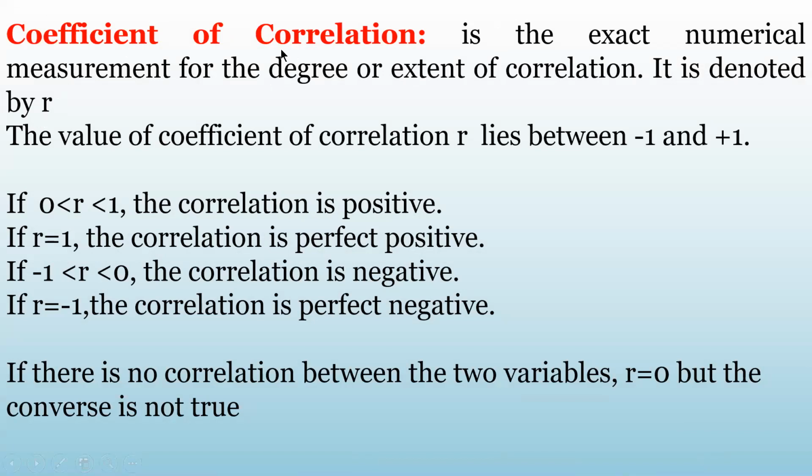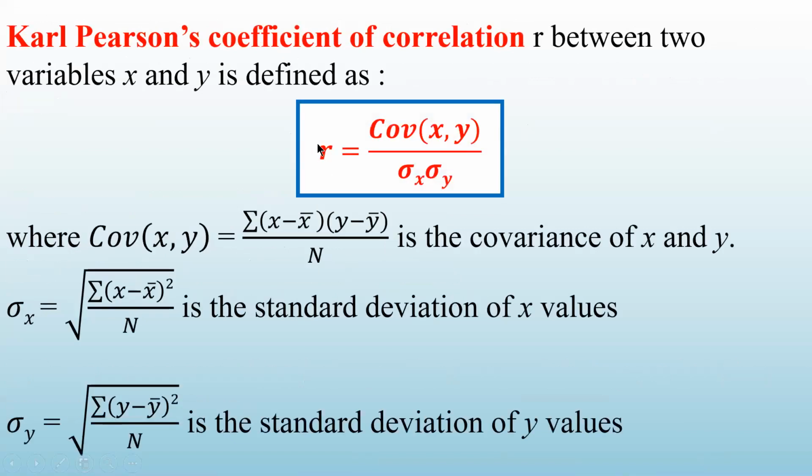Coefficient of correlation is the extent or the measurement of the correlation between the two variables. Karl Pearson's coefficient of correlation is given by covariance of xy divided by sigma x into sigma y. Covariance of xy is given by summation of x minus x bar into y minus y bar divided by capital N. That means it is the average of the product of the differences of x values from the mean and y values from the mean. And if you take the average, that is called the covariance.